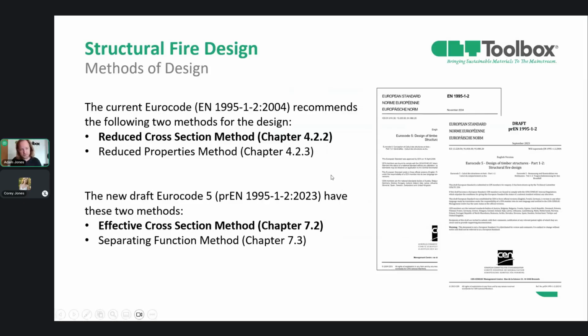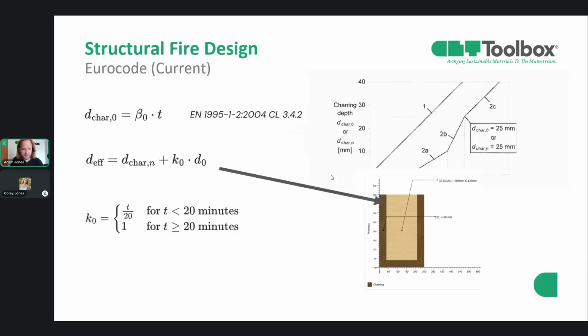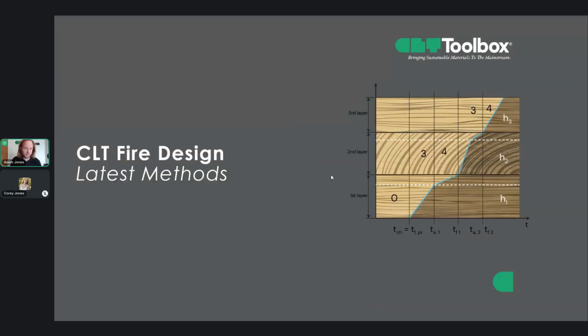You've got current Eurocode and you've got the new draft Eurocode, which we're also going to be touching on today. Reduced cross-section method, which is the most similar to what I mentioned before, AS1720 Part 4, or the reduced properties method, more based on reducing the engineering properties value by a certain percentage. So similar to before, it looks very similar in the unprotected and protected case to work out the depth of char, and then you go through the same process.